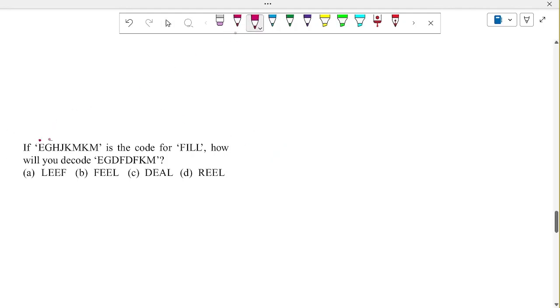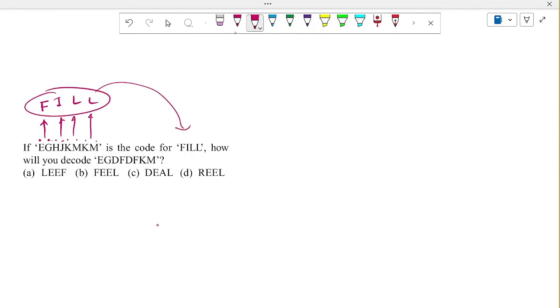I got E, G. There is a letter missing here. What is that? F. H, J. A letter missing. I. K, M. L is missing. K, M. L is missing again. So these missing letters are written here in the coding part. You need to do the same. So in this E, G, what is missing? F is missing. I got only one option, and it is B.